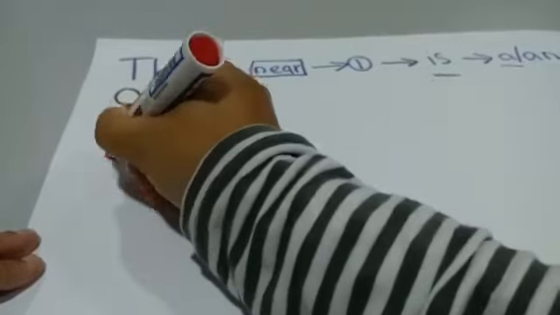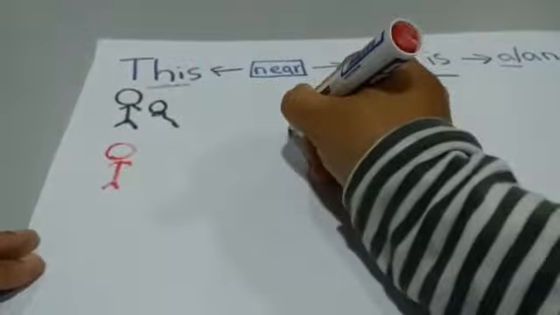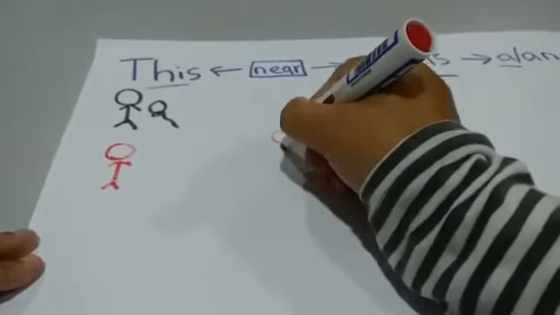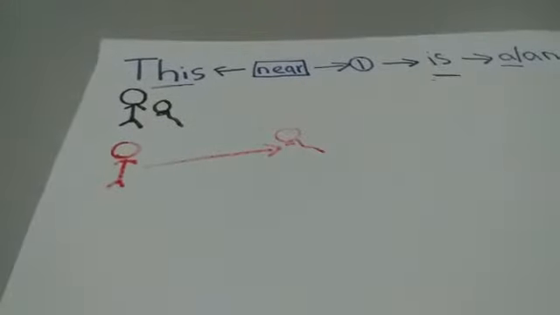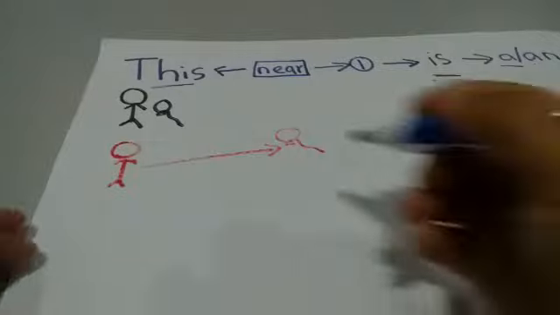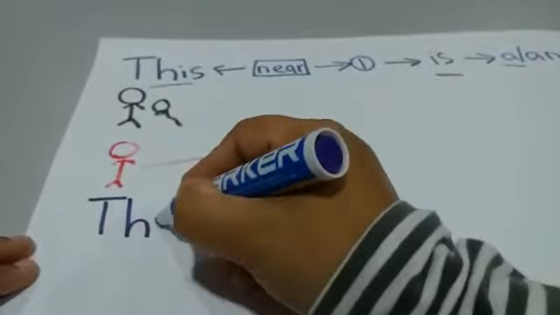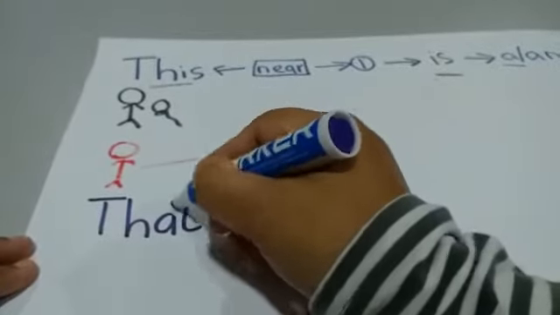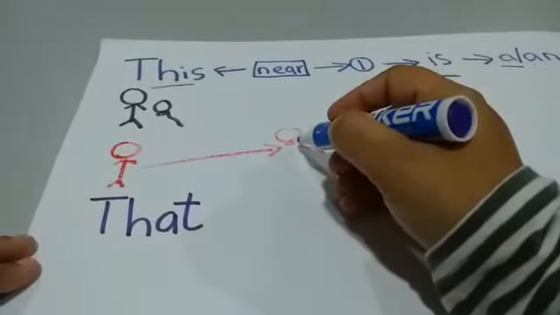Now let us think that the balloon is far away. The balloon is far away from the child. So if the balloon is not near you, then you have to use the word that, and then it has to be one.